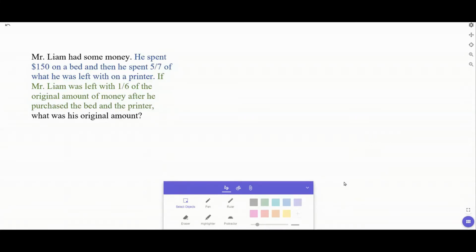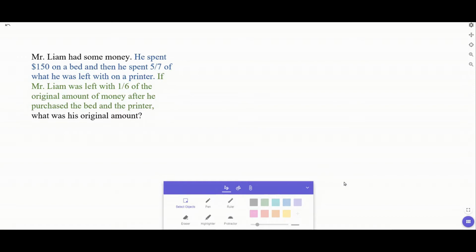Mr. Liam had some money. He spent $150 on a bed, and then he spent 5/7 of what he was left with on a printer. If Mr. Liam was left with 1/6 of the original amount of money after he purchased the bed and the printer, what was his original amount? So we're going to do this problem visually.